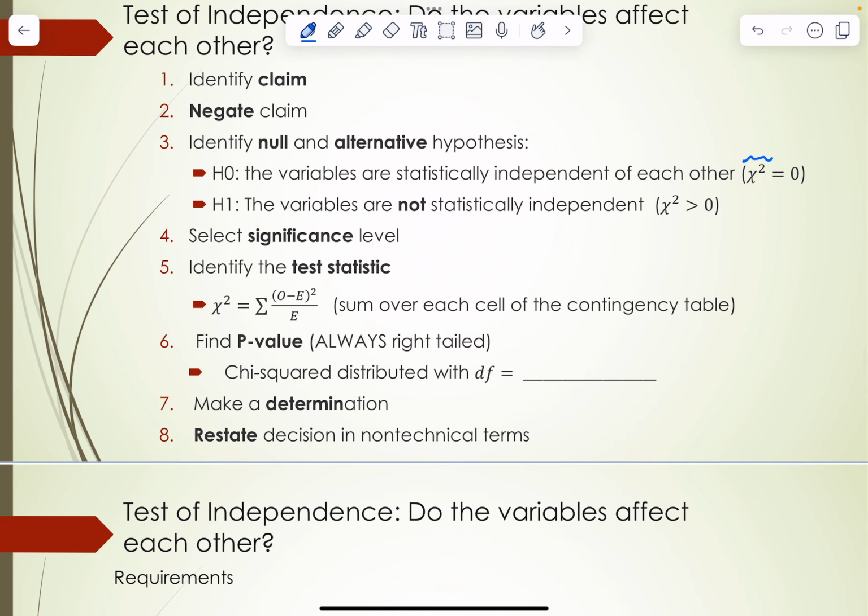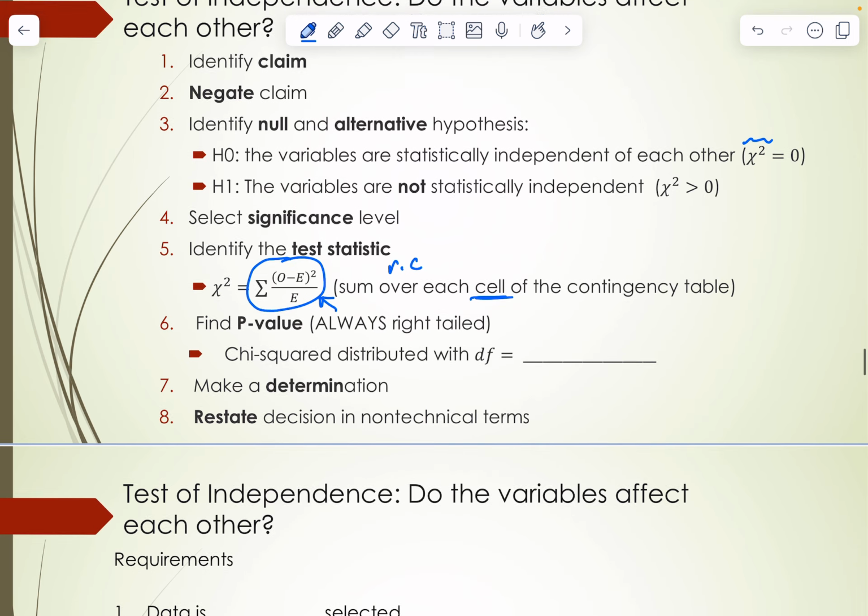All right. Step 4 is to select the significance level, and step 5 is to select the test, to identify the test statistic. And it is exactly the same as with a goodness of fit test. The only difference is that a goodness of fit test only had K categories. This one is going to have R times C categories. You're going to have a term in this sum for each cell in the contingency table. Okay. You will see that very clearly in the example that we do.